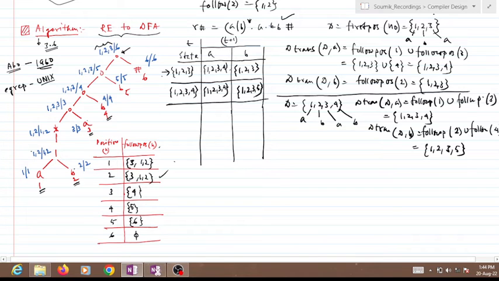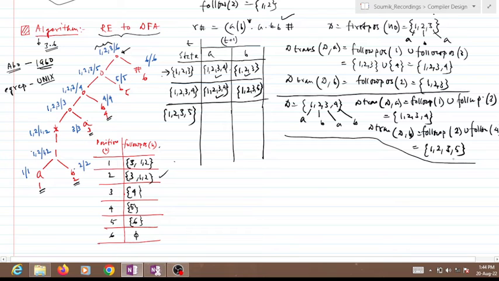Now here, 1 2 3 4, the transition for this state is computed. Now 1 2 3, the transition for this state is also computed. Now consider this one, 1 2 3 4, the transition for this state is computed here. Now 1 2 3 5, the transition is not computed, so it's a new state.